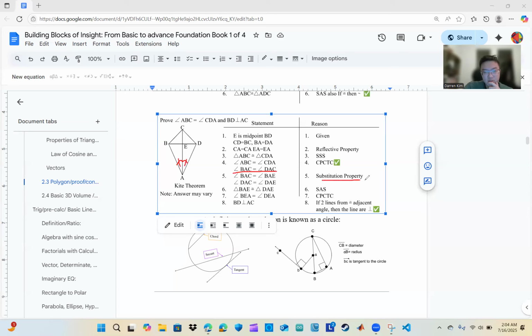And then substitution property, because I claimed it to be this, but I needed to claim over here with the E. So I just use substitution property because they're the same thing. And then we went to SAS because we know this angle, and earlier I claimed this one too over here. If you look over here, I put another reflexive property earlier. And like this, so these triangles must be the same, which means they're congruent.